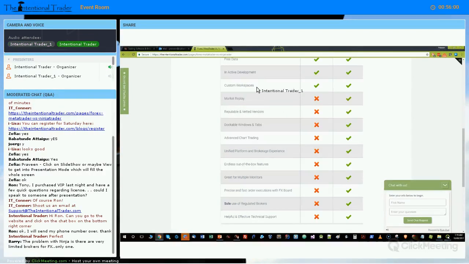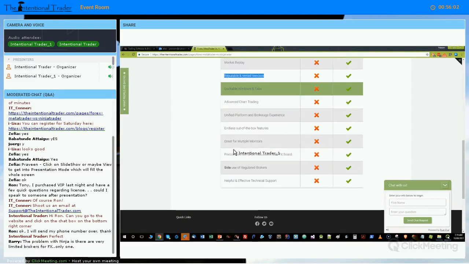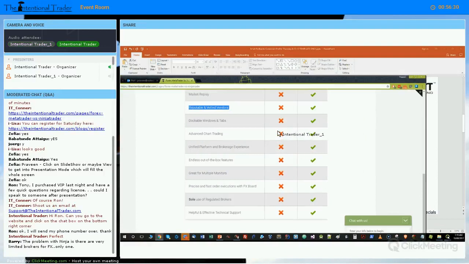Not only that, it has reputable vendors, so every vendor has to be checked with NinjaTrader. NinjaTrader doesn't want to have strange or kind of unscrupulous vendors, because it's not good for their customers or for the platform. And it has dockable tabs and windows, and it has chart trading, which I will show very shortly.